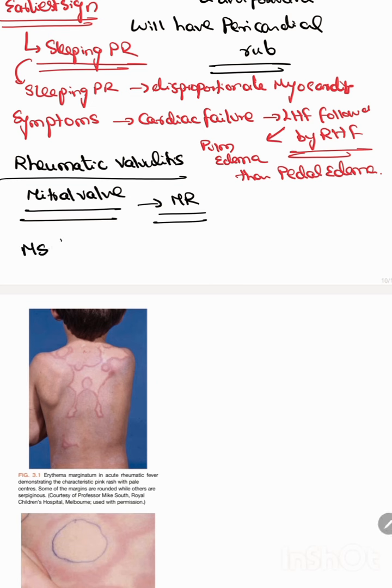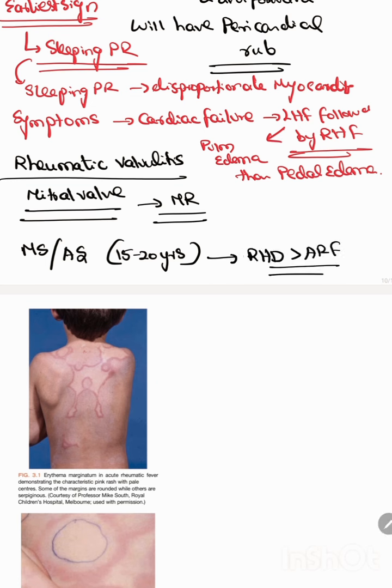Hence, you won't encounter children presenting with MS or AS, because it will take at least 15 to 20 years for the fibrosis scarring to develop for a stenotic lesion to appear. So MS or AS is extremely rare in children. They are manifestations of established rheumatic heart disease rather than acute rheumatic fever. And the most common valvular involvement of rheumatic valvulitis is MR followed by AR. The most common reason for this MR to occur is the inflammation and rupture of the chorda tendinae.